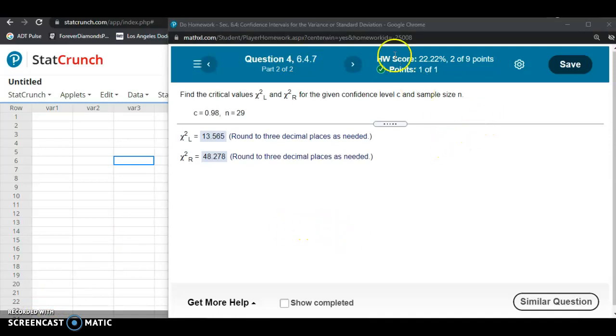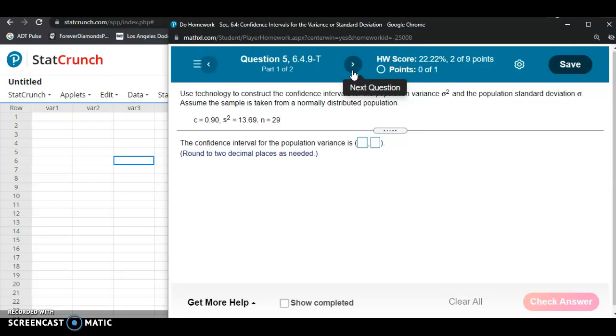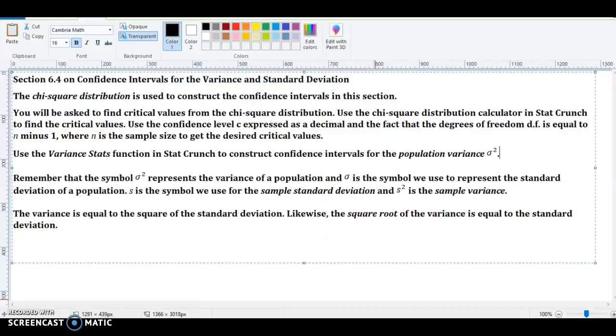So next what we're going to do is construct a confidence interval. A few notes before we do so. We're going to use the variance stats function in StatCrunch to construct confidence intervals for the population variance sigma squared.